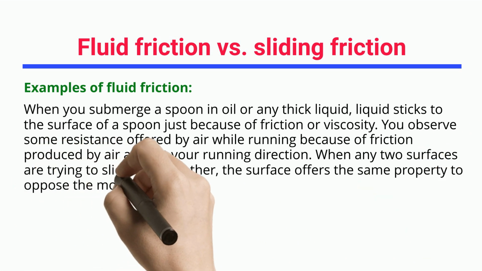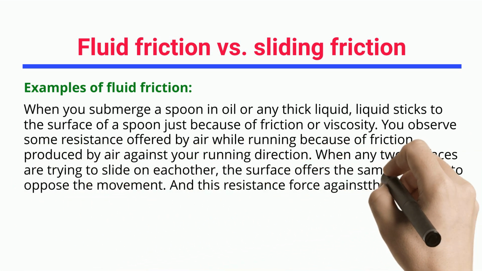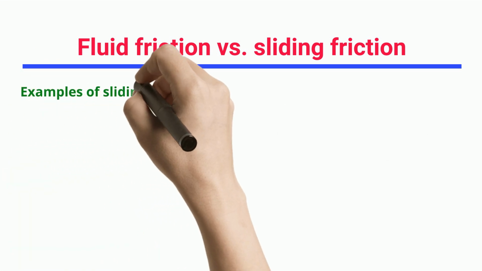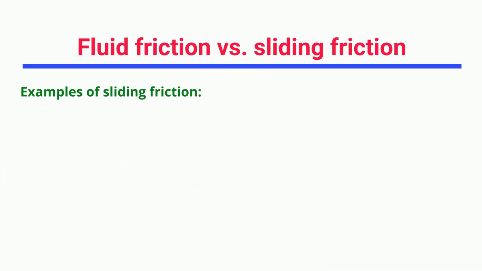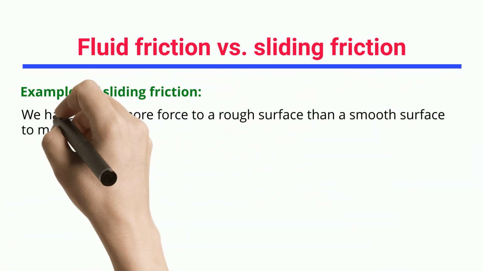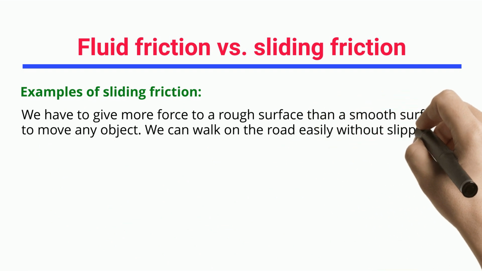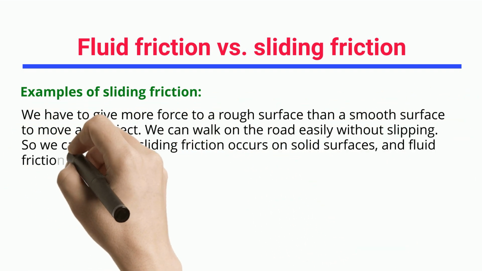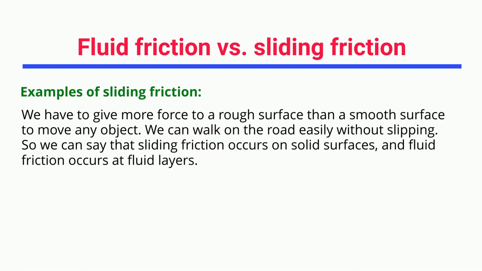When any two surfaces are trying to slide on each other, the surface offers the same property to oppose the movement. And this resistance force against the sliding motion is known as sliding friction. Examples of sliding friction. We have to give more force to a rough surface than a smooth surface to move any object. We can walk on the road easily without slipping. So we can say that sliding friction occurs on solid surfaces, and fluid friction occurs at fluid layers.